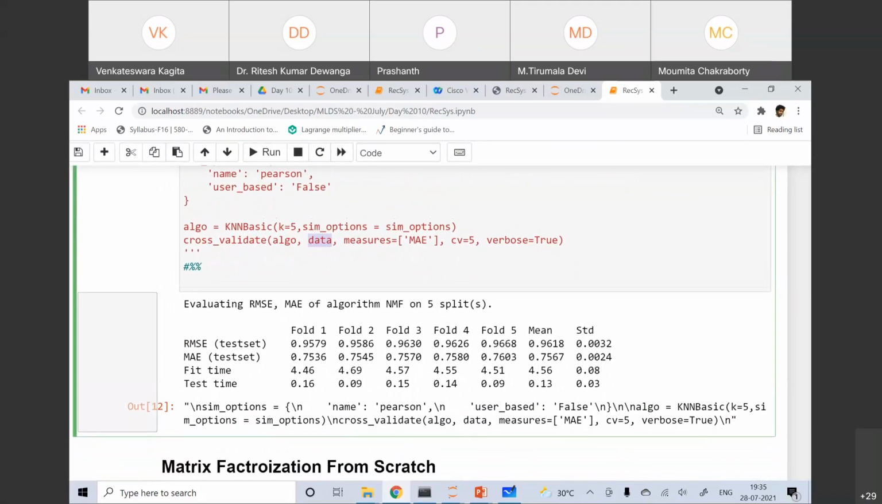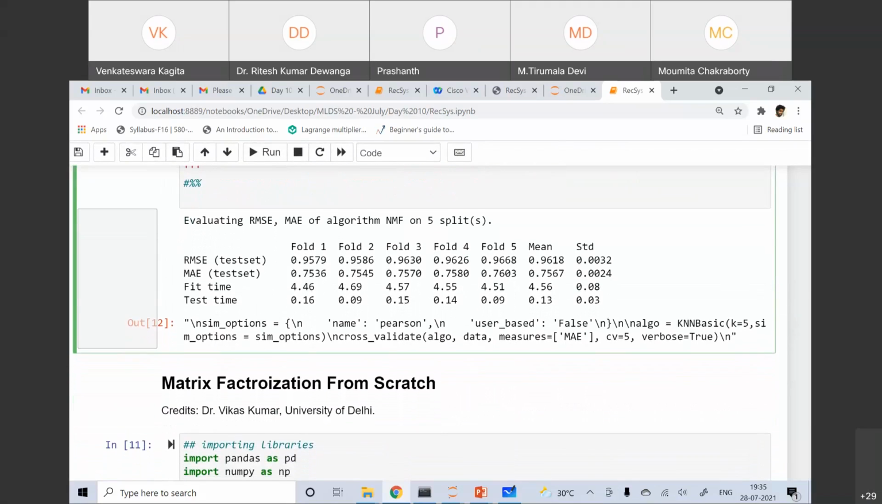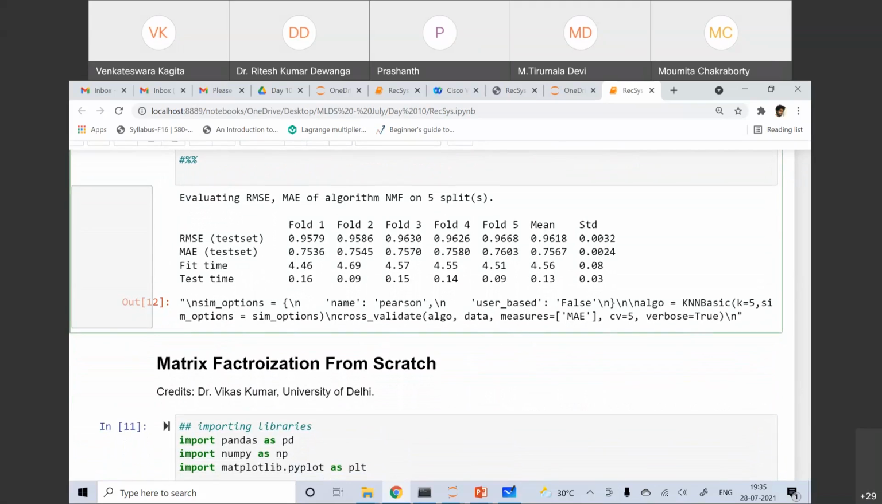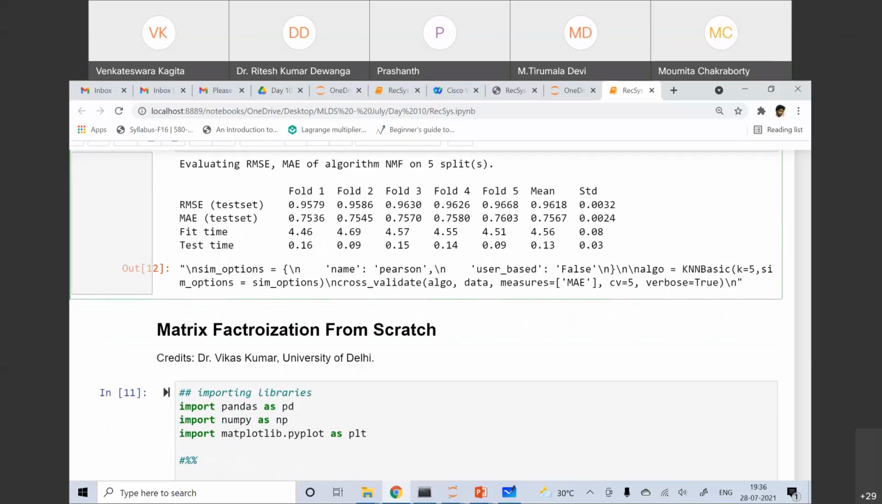No, sir. Okay, cool. Then matrix factorization, let us try to implement it from scratch. Matrix factorization from scratch. So this is the code, credit goes to Dr. Vikas Kumar. He is my friend. He works in University of Delhi.